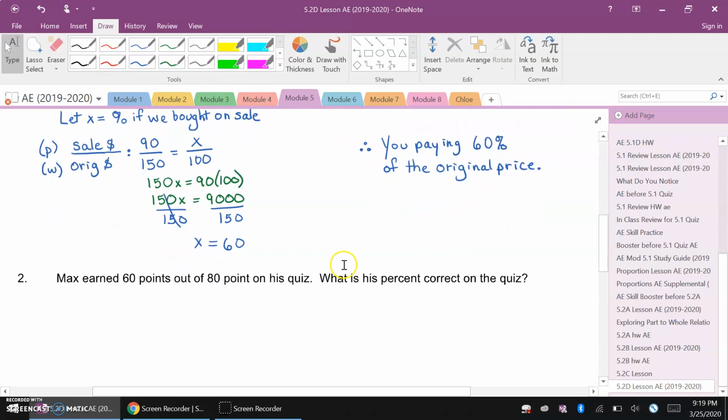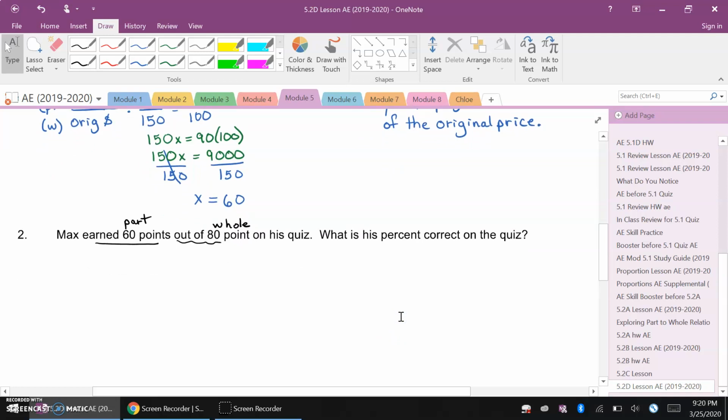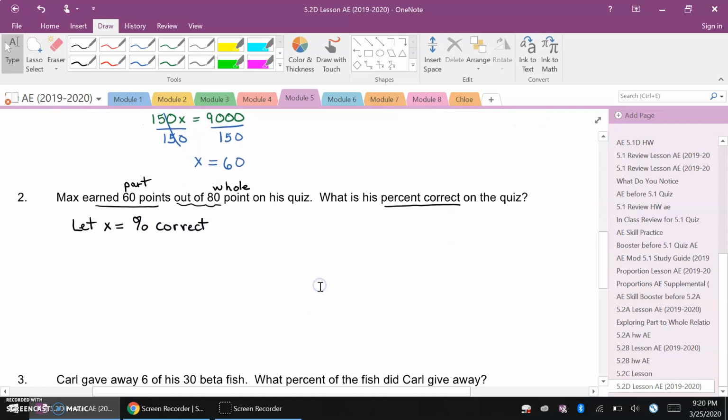So looking at number 2, it says that Max earned 60 points out of 80. So that right there is going to tell us that this is a part and that the 80 is the whole. We want to know what is his percent correct on the quiz. So percent correct lines up with our earning 60 points. So we are going to let our x equal percent correct. Some students like to use a p. Anytime we're trying to find percent, that's completely up to you.